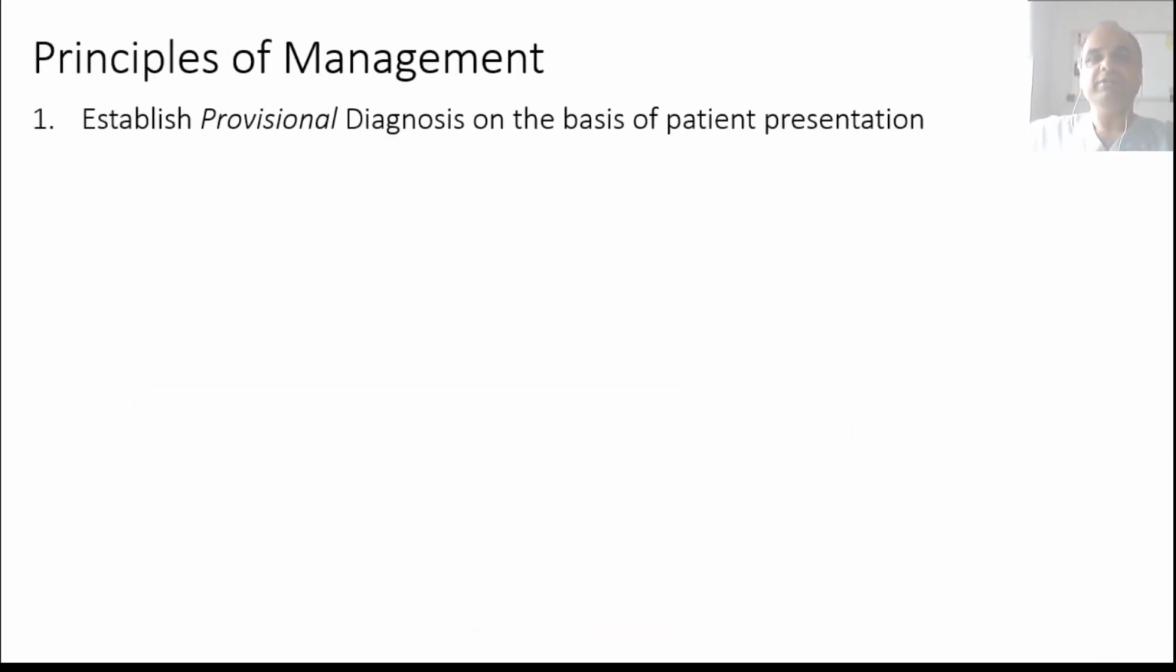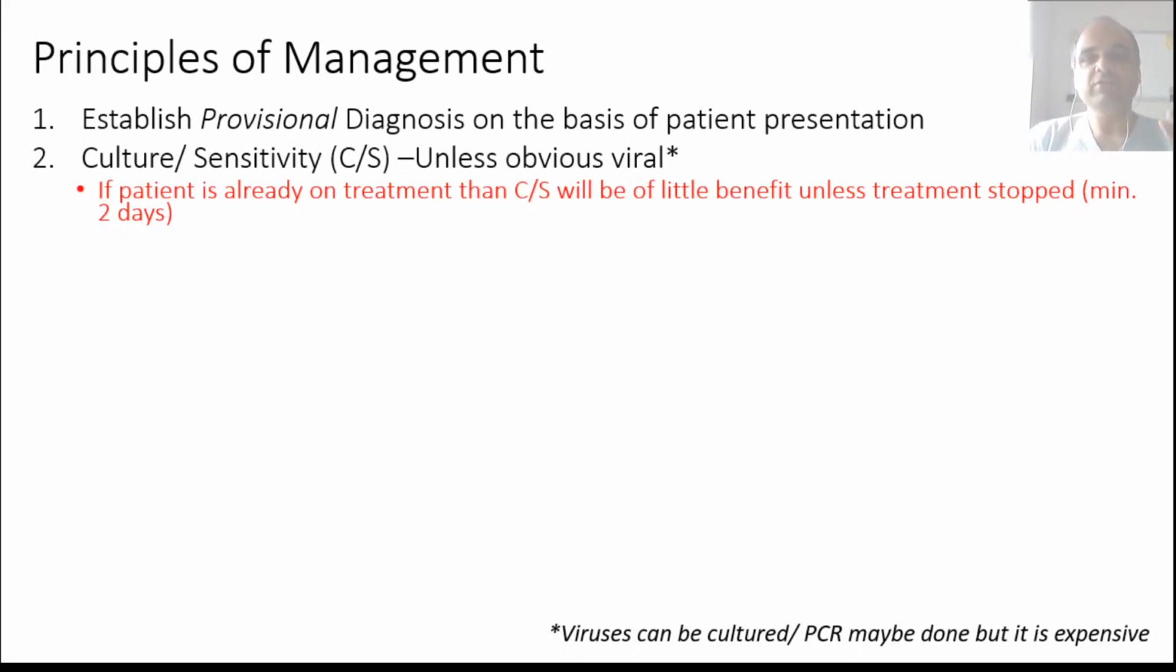And the first thing to do is to establish a provisional diagnosis in your head. Yeah, this is likely to be this, and that's on the history and your examination. Then you take your specimen for culture and sensitivity, and those are your corneal scrapings. And you don't need to do it if it's viral. You can, if you want to. Viruses can be cultured or PCR can be done, but it's expensive, and viral lesions are very characteristic.